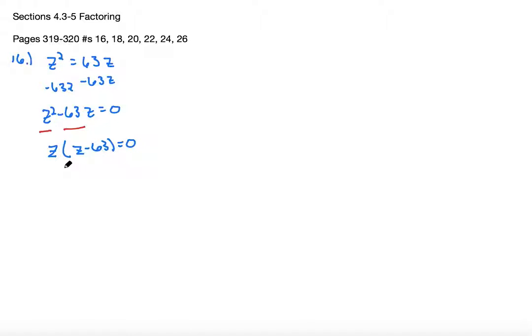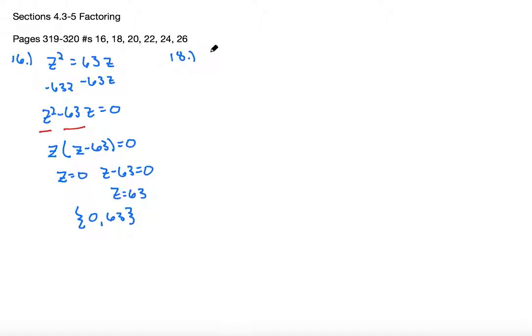Next, we're going to use the zero product property and set each factor equal to 0 and solve for z. So we have z equals 0 or z equals positive 63. And then we can write that as a solution set if we would like. And there's your answer.